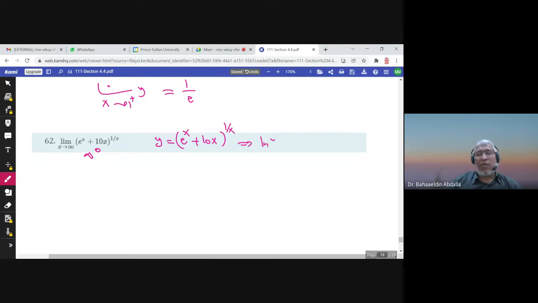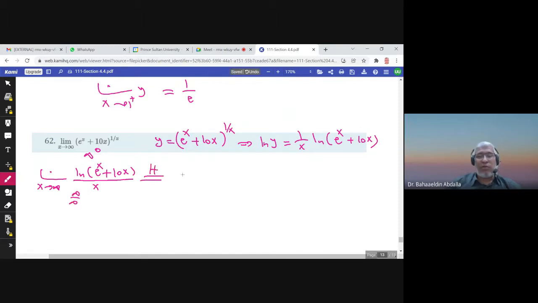I take ln of both sides. 1 over x would be here. Now I find limit ln of e^x plus 10x times 1 over x, or just over x. Now I have infinity, ln infinity is infinity over infinity, so I can use L'Hopital's. Derivative of x is 1. Derivative of ln is over e^x plus 10x, and the derivative is e^x plus 10.